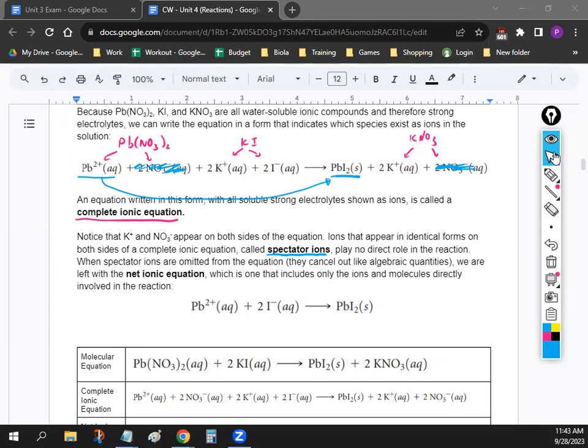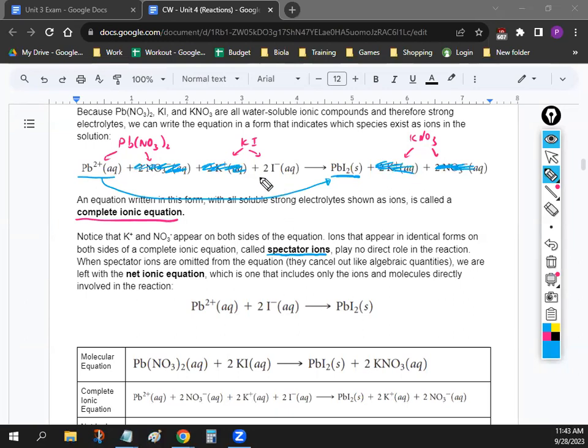Does that make sense, guys? What spectator ions are? Spectator ions are like Mr. O on the couch watching basketball. He doesn't do anything. He's aqueous on the left side, aqueous on the right side. Is potassium also a spectator ion? That's correct. Potassium is aqueous on the left and the right. So potassium is also useless and is also a spectator ion.